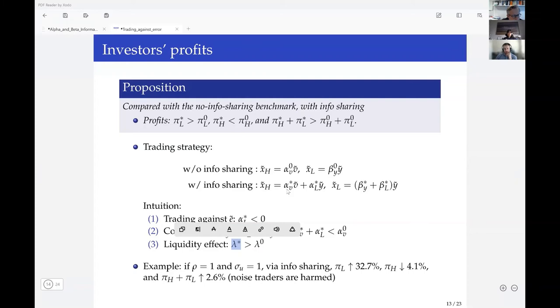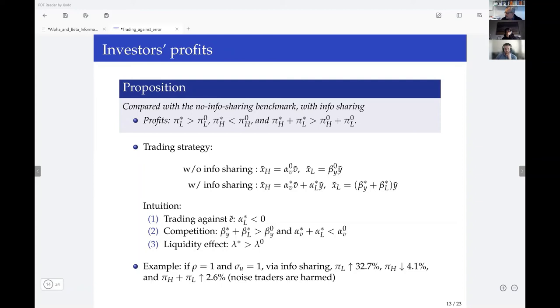So that part will benefit the L investor. So the L investor will trade more aggressively, and the L investor's profit from the cover provided by the H investor will be larger than the loss due to worsening market liquidity. So the L investor's profit will become higher. So that result is driven by the worsening market liquidity, basically.